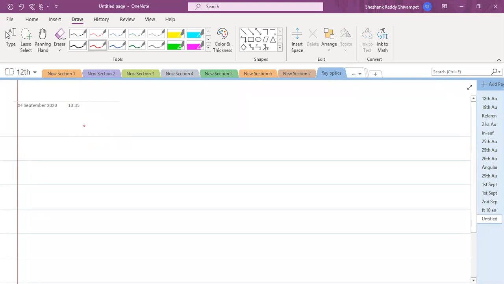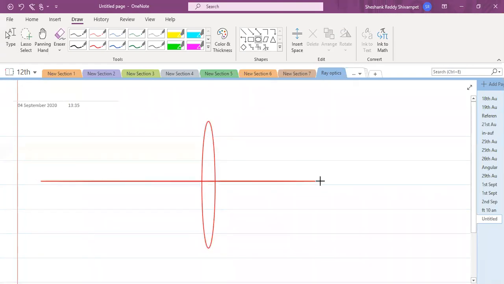Okay, so we'll now go into the telescope part. Before I go into the telescope, let's just look at this. Let me take a convex lens. Now, if there are parallel rays, suppose this is the principal axis.